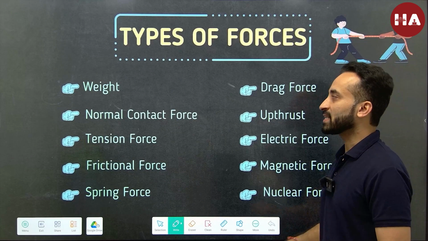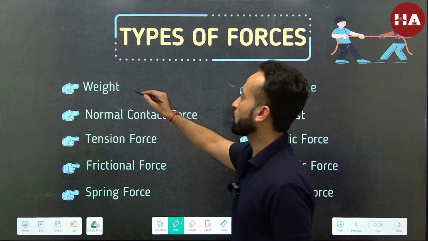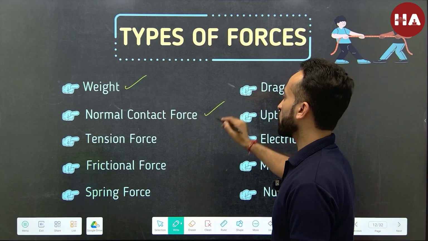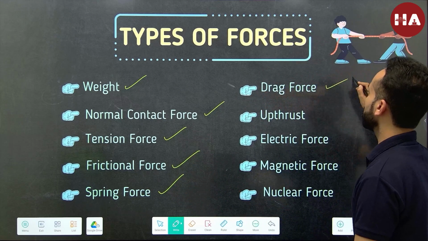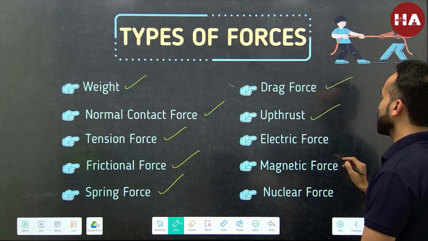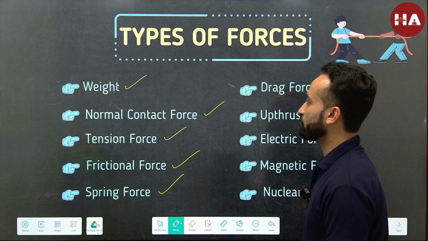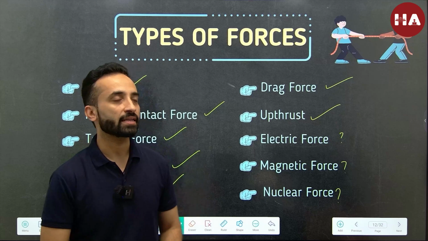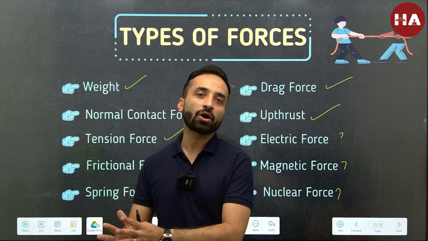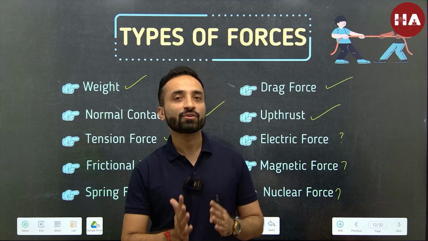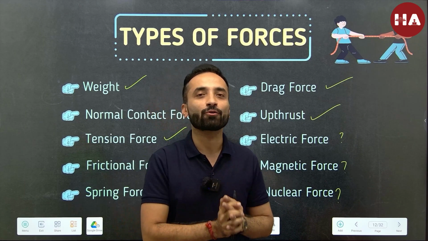Alright, so the types of forces that I gave you an idea of: we have to talk about weight, normal contact force, tension force, frictional force, spring force, drag force, upthrust, and these three: electric force, magnetic force, nuclear force, or let's say gravitational force. These are all called non-contact forces. What are these called? Non-contact forces. You don't need a contact between the two objects for these forces to operate.